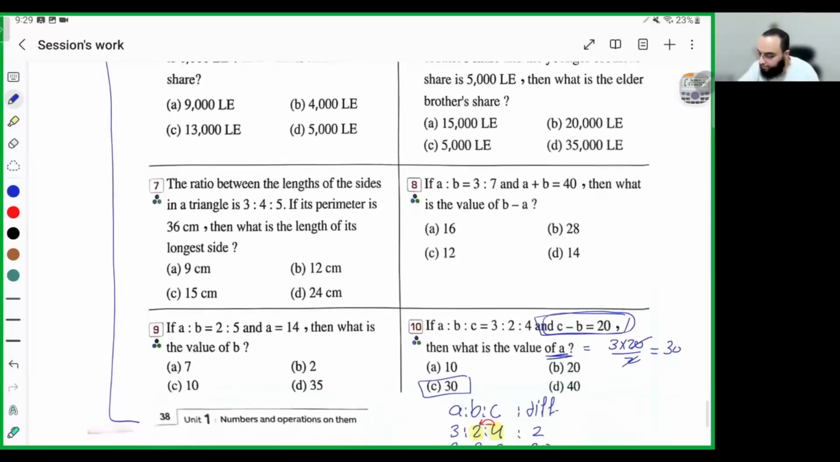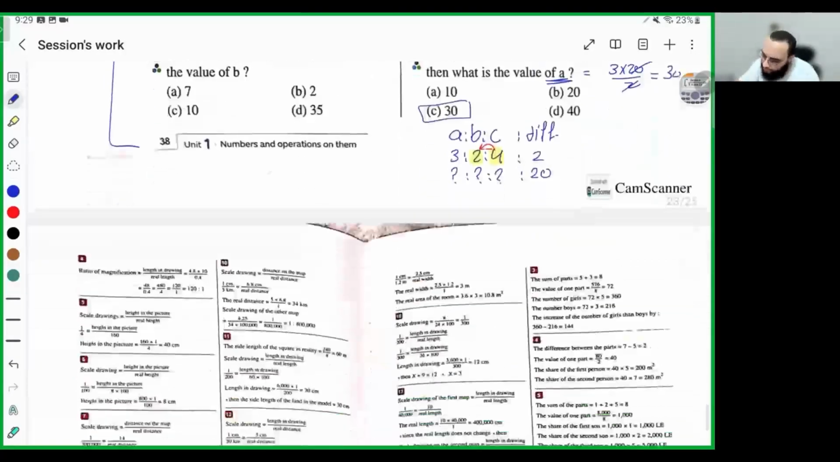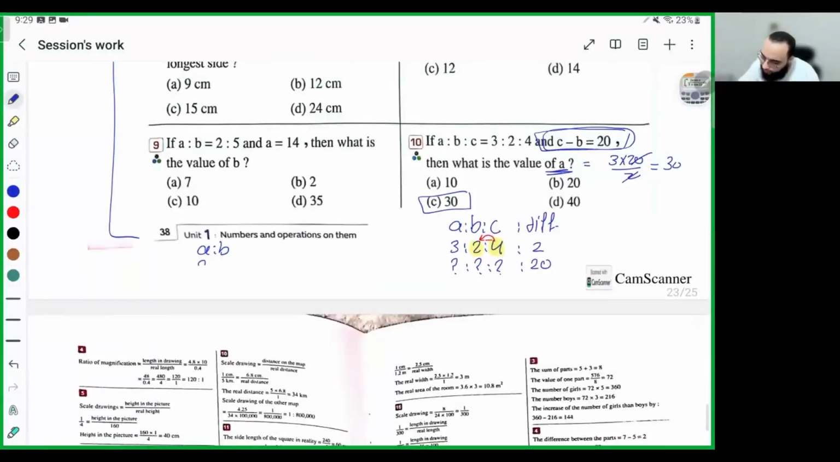Wait, mute yourself. Like this. A to B, 2 to 5. A equals 14. Then we have to put the 14 below the A. The 14 belongs to A. Then put it below A. Cross multiplication to get the value of B. Then B, 14 times 5 over 2. 7 times 5, 35. That's it.